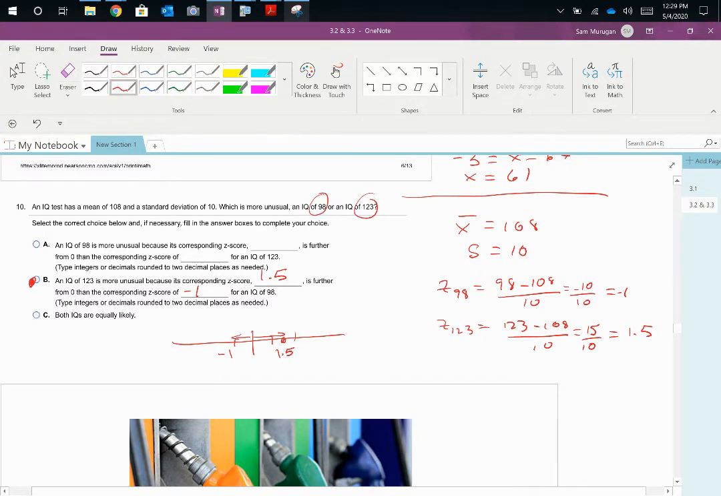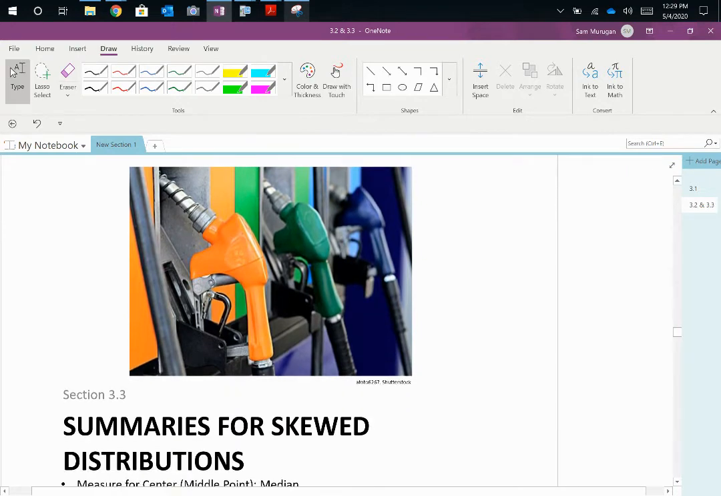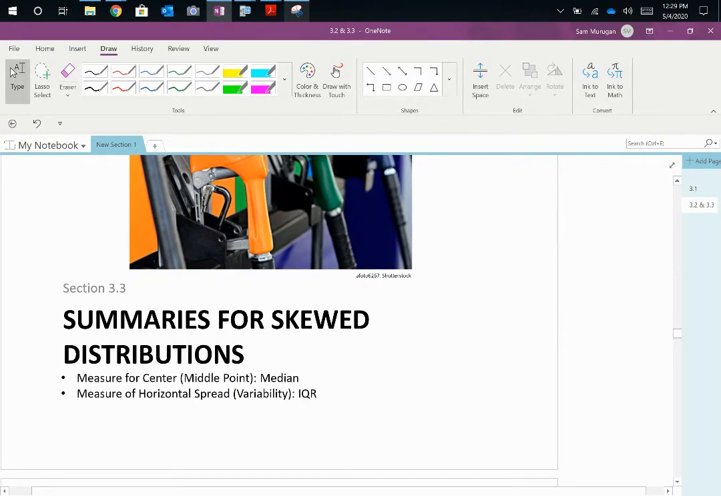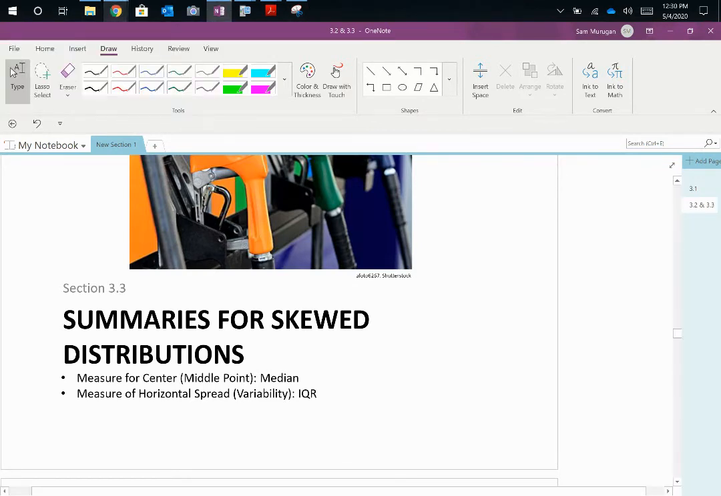All right, chapter 3.3 has very little computation to do here. I'm just going to walk you through some of it. The questions are mostly definition questions. So we're talking about the median, and the interquartile range.